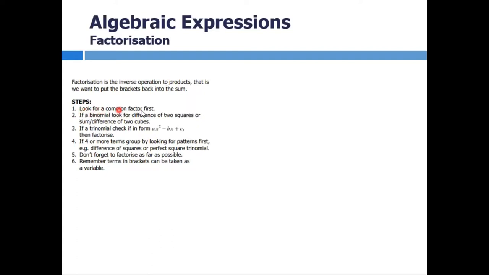Factorization is very important. So look for a common factor first, always. Then count your number of terms. So all of these things here, the binomial is telling me I've got 2 terms. So this is why it's important to remember what a term is. A trinomial has 3 terms. And then with 4 or more terms, you're going to look for things like grouping, or possibly there might be a fancy difference of squares, things like that. Don't forget to factorize as far as possible. So once you're done, check to see if one of your brackets could factorize further. And remember, the terms in brackets can be taken as a variable.